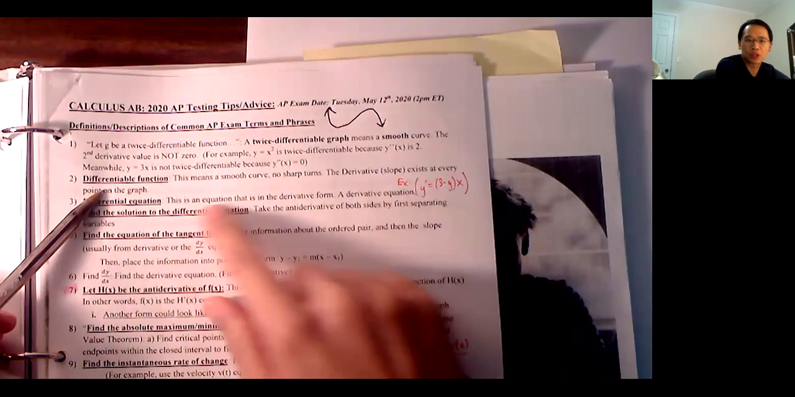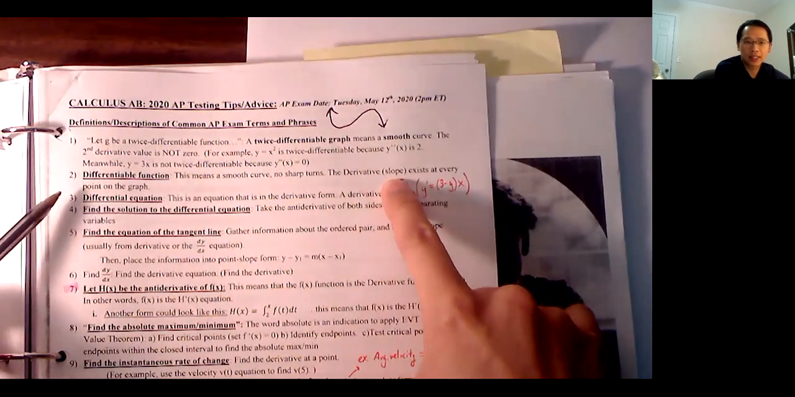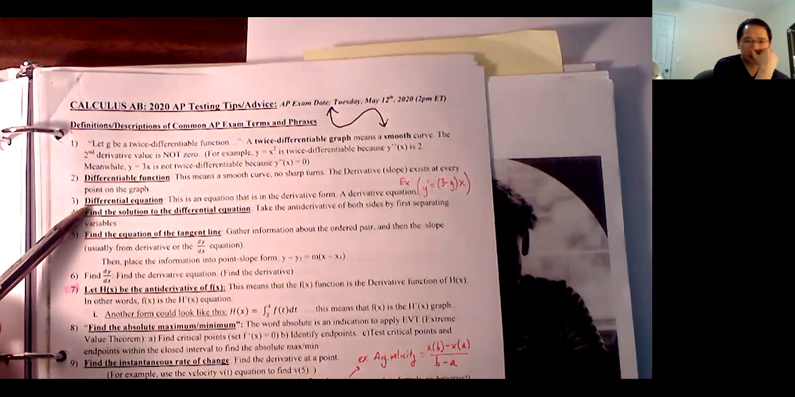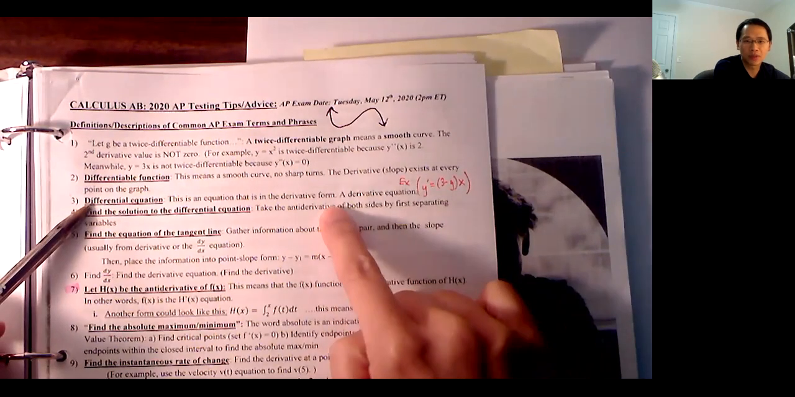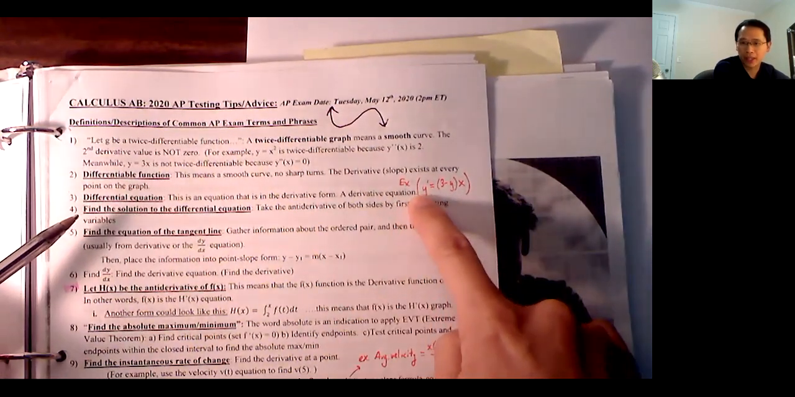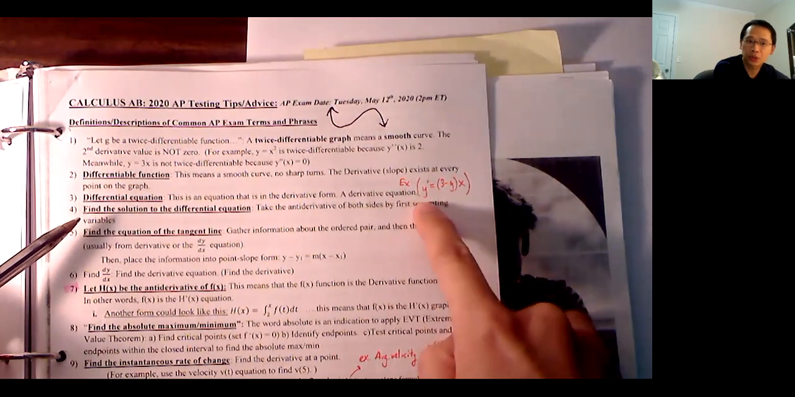Differentiable function, this just means a smooth curve, no sharp turns. The derivative or slope is going to exist at every point on the graph. Differential equation, this is an equation that is in derivative form. So anything that has y prime or dy/dx with an equal sign, if dy/dx equals 3 minus y times x, that's a differential equation.